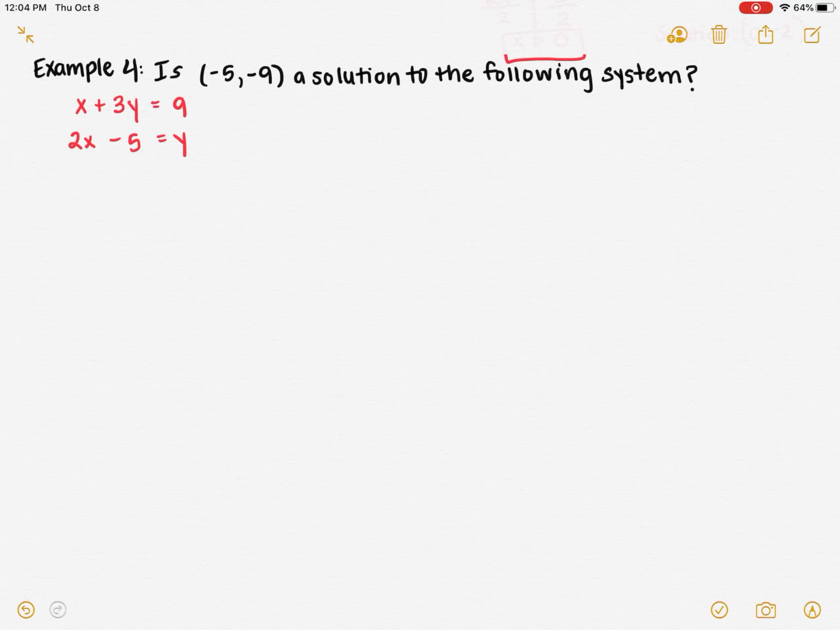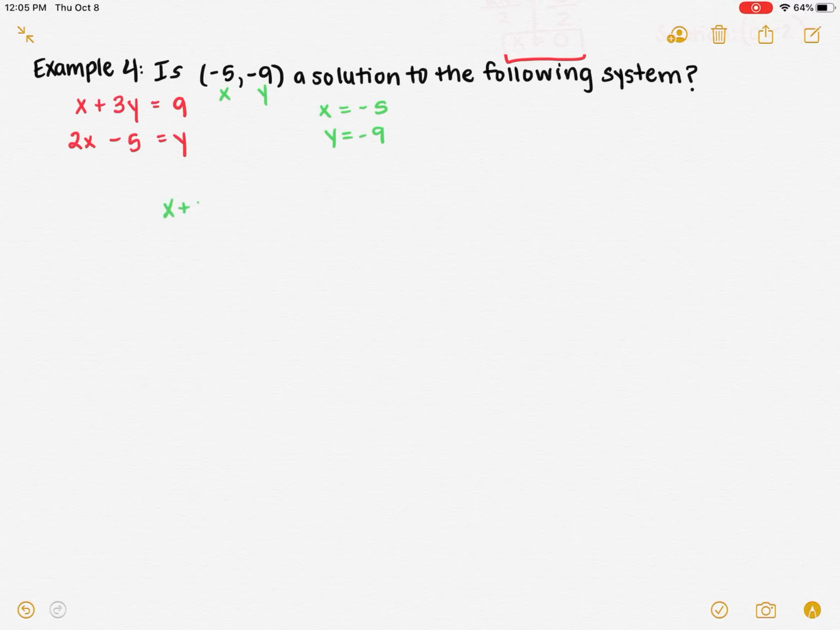Well, I know that my coordinate point is giving me an x value and a y value. The solution it's giving me is that x is negative 5 and y is negative 9. So if I want to know if it's a solution, I can just substitute in both of these values into my system and see if it works. So this one isn't asking us to find the solution, it's just asking us if this is a solution. So to do that, we just substitute into both equations, see if we get true statements.